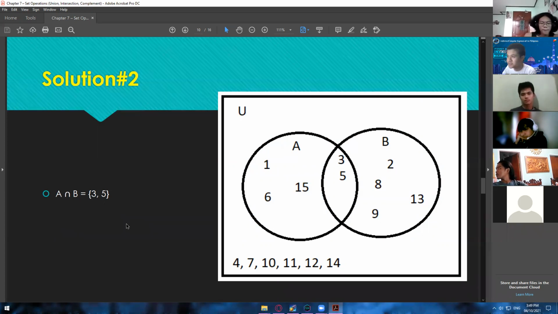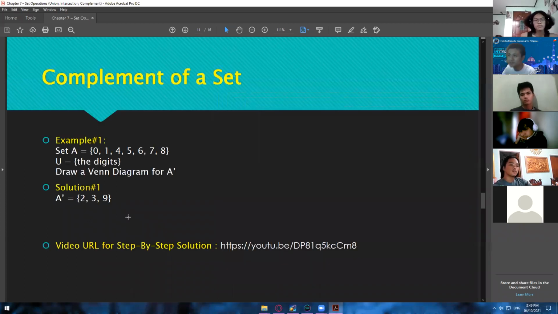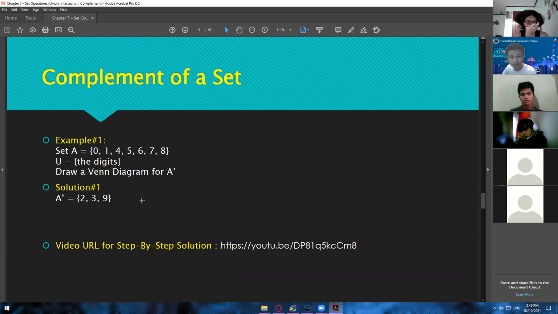All right. So you guys can see it's super easy to understand for union and intersection. Let's now proceed to complement. All you need to do is get the opposite of that set. Set A is equal to 0, 1, 4, 5, 6, 7, 8, and U is equal to the digits, meaning it ranges from 0 to 9. So draw a Venn diagram for A complement. All we need to do is get the elements that are not in set A.